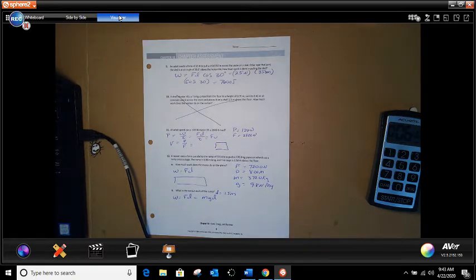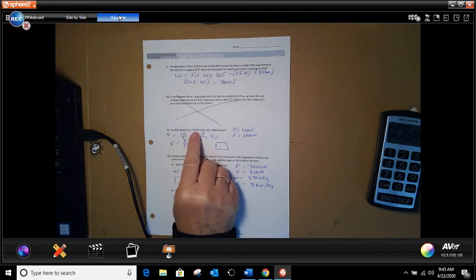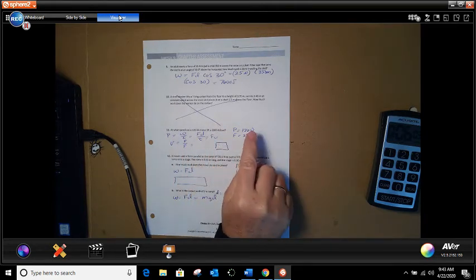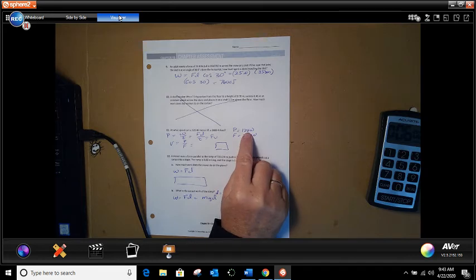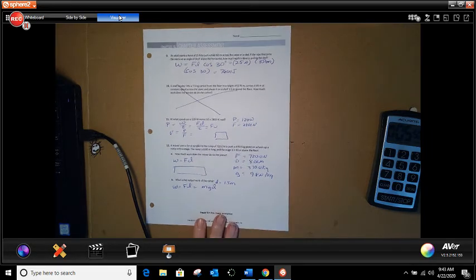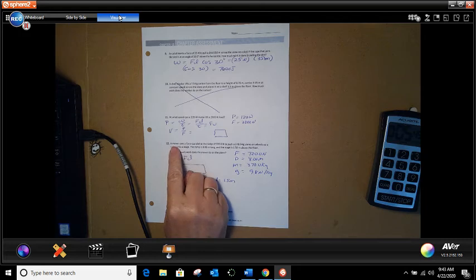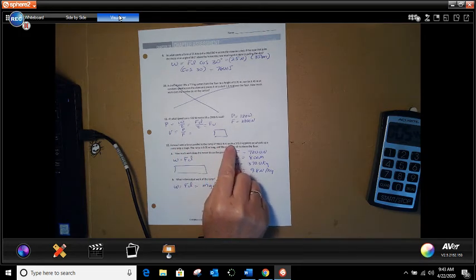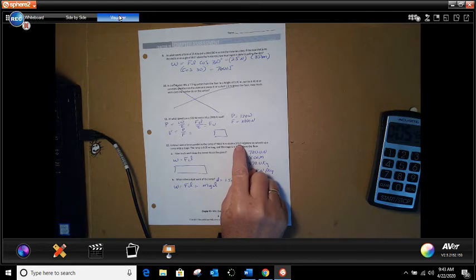Question number 11, at what speed is a 120 watt motor lifting a 2,800 newton load? So my power is 120 watts and my force is 2,800 newtons. The only thing I'm going to do here is take this number divided by this number to get my answer here.